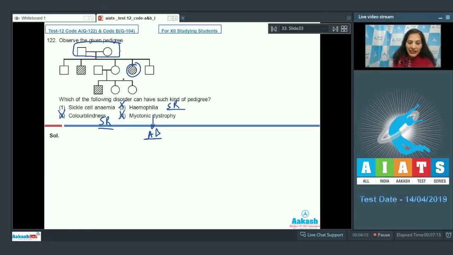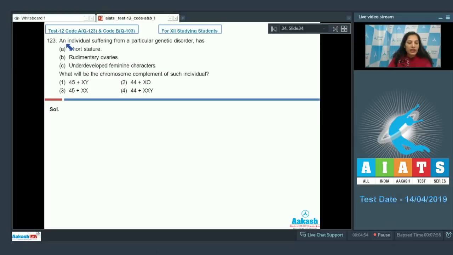Now, sickle cell anemia is an autosomal recessive disorder, and in this pedigree, if both the parents are heterozygous for an autosomal recessive disorder, definitely children can be affected. Here also it is possible. So this pedigree shows the inheritance of an autosomal recessive disorder like sickle cell anemia. So the correct option for the given question is option number 1. Let's move to the next question.